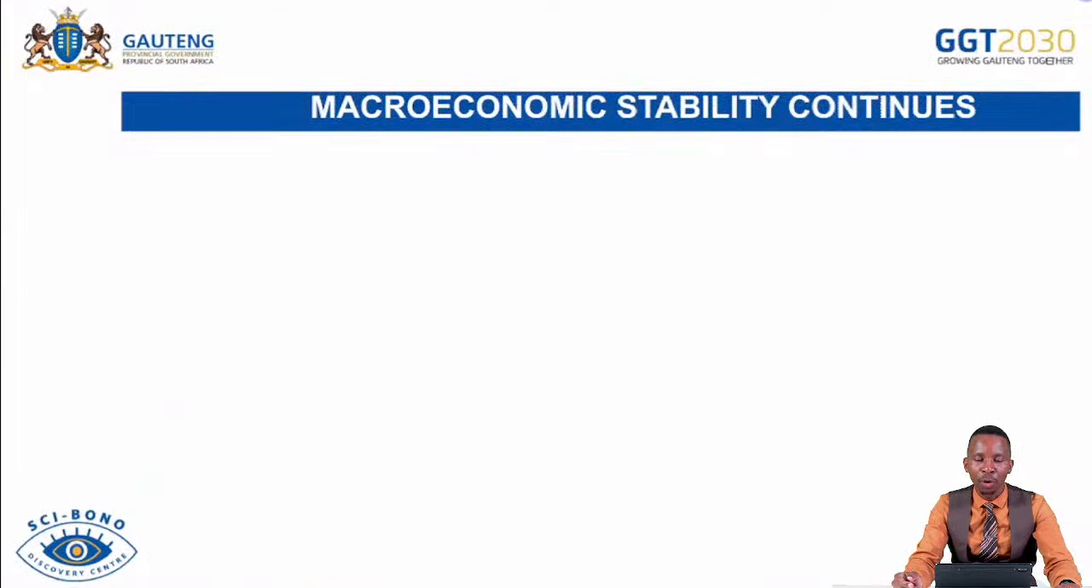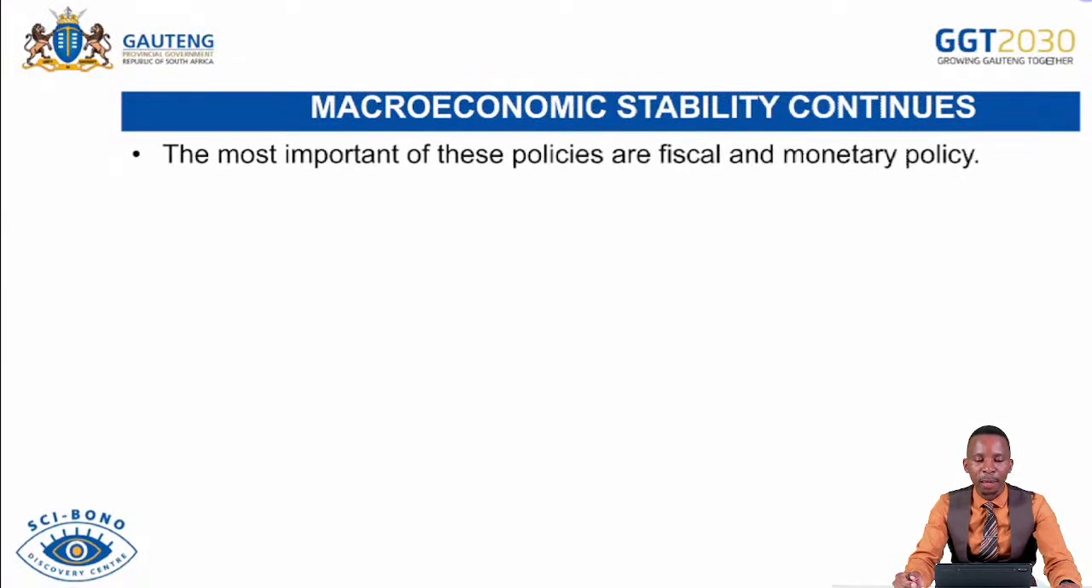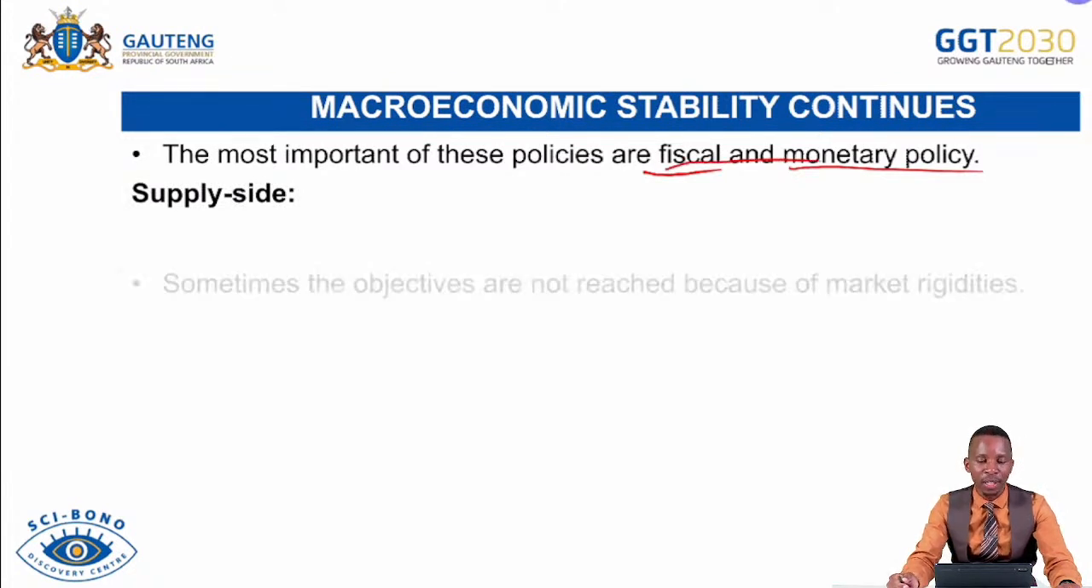We continue with macroeconomic stability. The most important of these policies include fiscal policy and monetary policy that are used for government intervention under demand side and supply side policies. I mean demand side policies, and then the supply side policies.